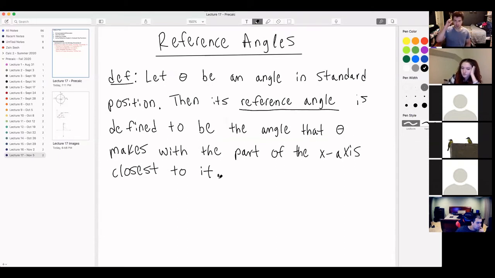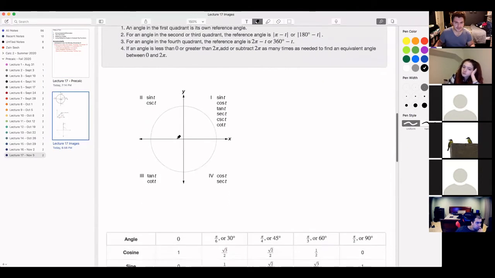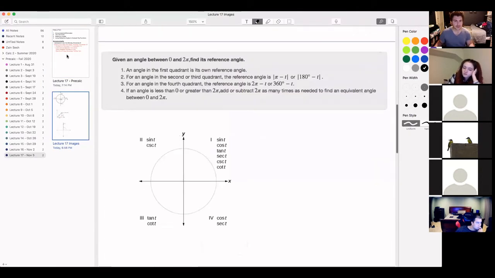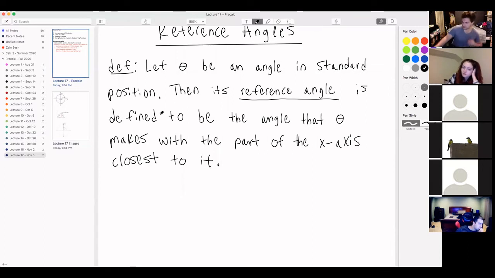All right, so I know this doesn't sound very precise. What do I mean by closest to it? Do I have a picture? I'm not sure. Hold on, let me see. No, I don't, unfortunately. Okay, so we're just going to go with it.